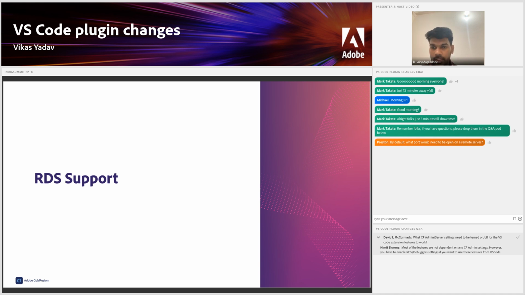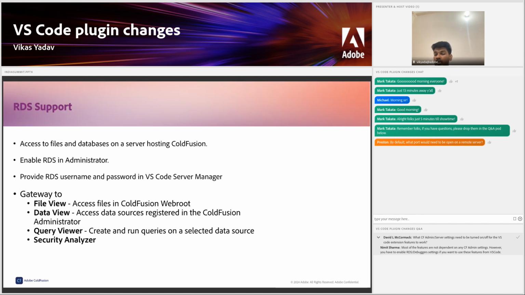So next comes RDS support. As the name suggests, this is Remote Development Service. It allows you to develop the ColdFusion application with servers that are remotely located. So RDS lets you access files and data sources registered in the ColdFusion Administrator on the ColdFusion server. So through RDS, we can access files, and we can access databases on the server, and as I said, it's a gateway to file view, data view. You can have a query viewer, you can have a security analyzer.